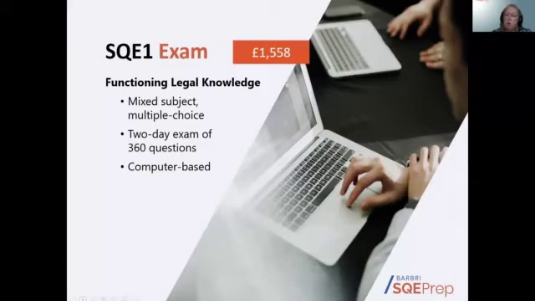And also the questions can test multiple areas of knowledge. So you could have a question in dispute resolution, which also requires you to understand tort as well, to be able to identify the cause of action that could be relevant in that dispute resolution question. So they're going to be relatively complex questions for multiple choice questions.